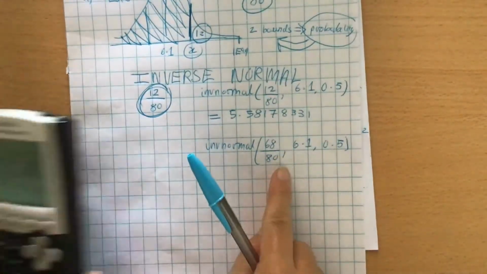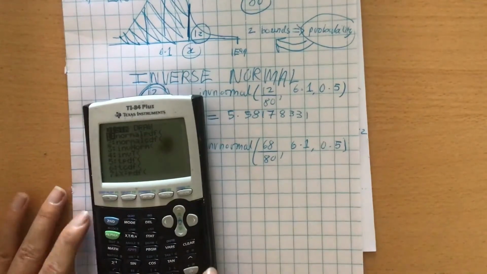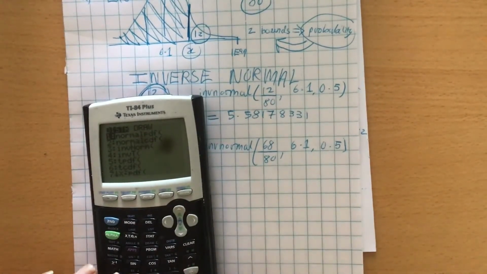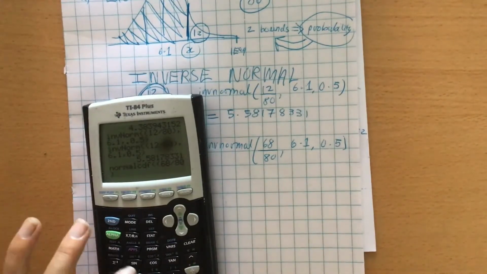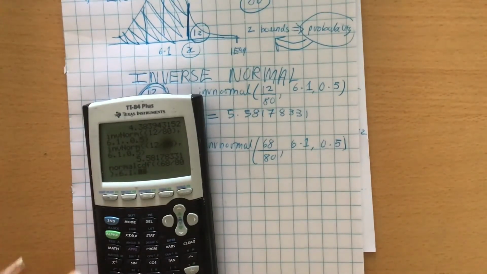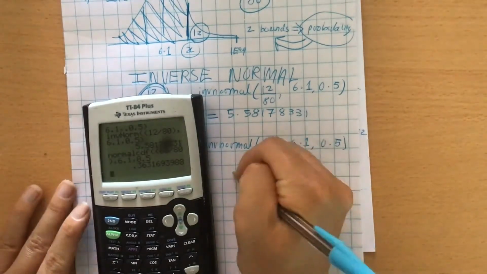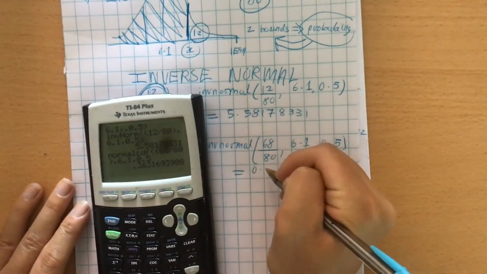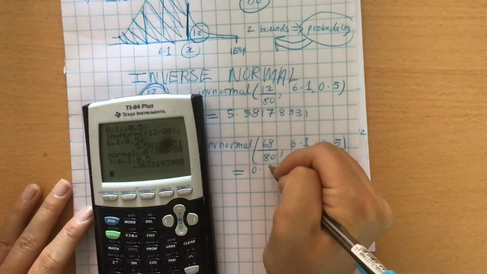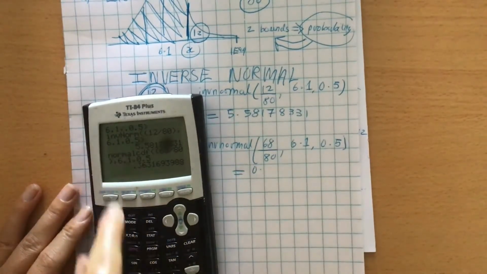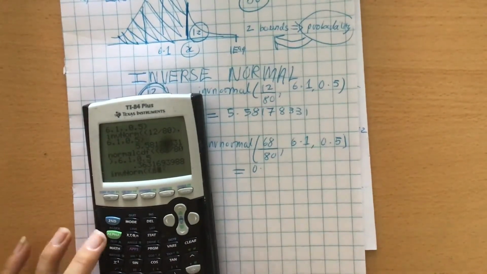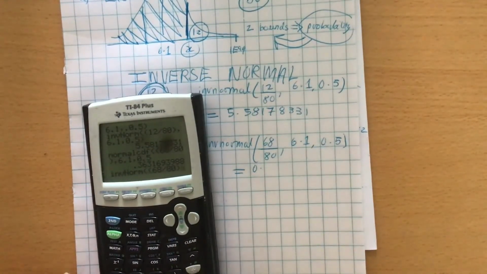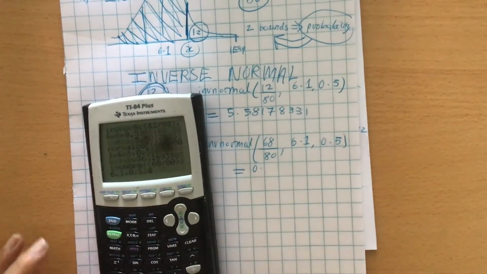Now, what we will do is we'll type that in the calculator, second distribution. We're going to go onto normal CDF. We're going to go over 68 over 80, comma 6.1, comma 0.5, and our answer is going to be 0.363. But you can see that I've put normal in rather than inverse normal. So let's go again. 68 divided by 80, comma 6.1, comma 0.5. Press enter.